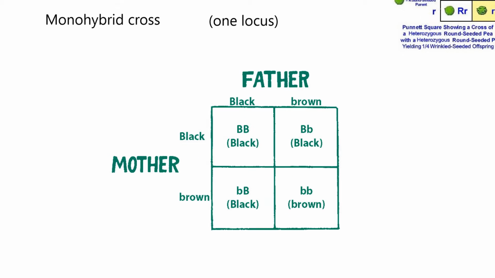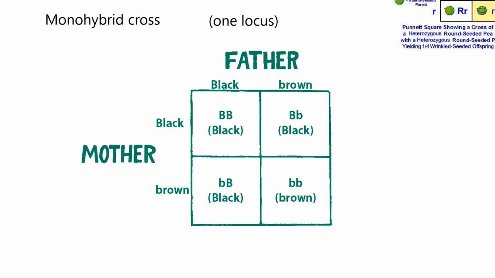Here's another example, and I'm picking examples that follow my convention of putting the sire on the top portion of the grid and the dam, the mother, on the left side. They have black up here, but it's actually capital B and then little b, and then capital B, little b. So again we have a 1 to 2 to 1 genotypic ratio, but a 3 to 1 phenotypic ratio: 3 black, I don't know if they're talking about dogs or whatever, it doesn't really matter, to 1 brown offspring. So phenotypically 3 to 1, genotypically 1 to 2 to 1.